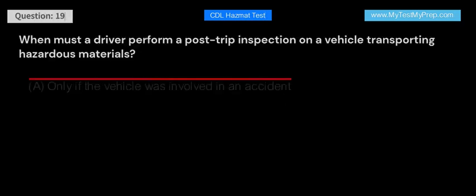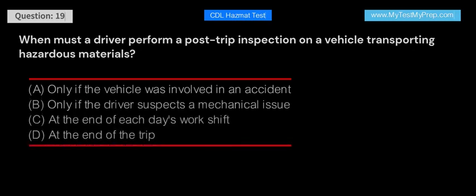When must a driver perform a post-trip inspection on a vehicle transporting hazardous materials? A. Only if the vehicle was involved in an accident. B. Only if the driver suspects a mechanical issue. C. At the end of each day's work shift. D. At the end of the trip.